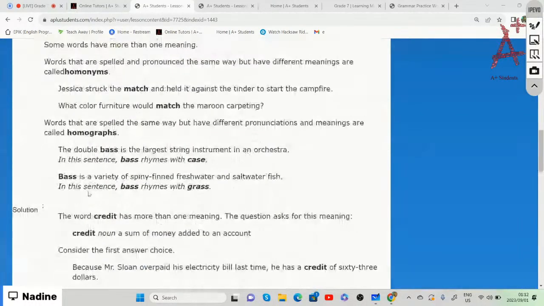All right, so we have homonyms and we have homographs, right? And we said homonyms and homographs are basically kind of similar, but with homonyms, the words are spelled and pronounced the same way, but the meanings are different. Whereas with homographs, the words are spelled the same way, but have different meanings as well as different pronunciation, right?